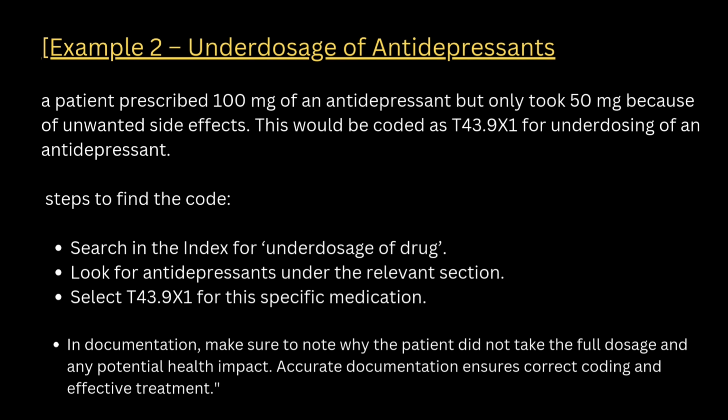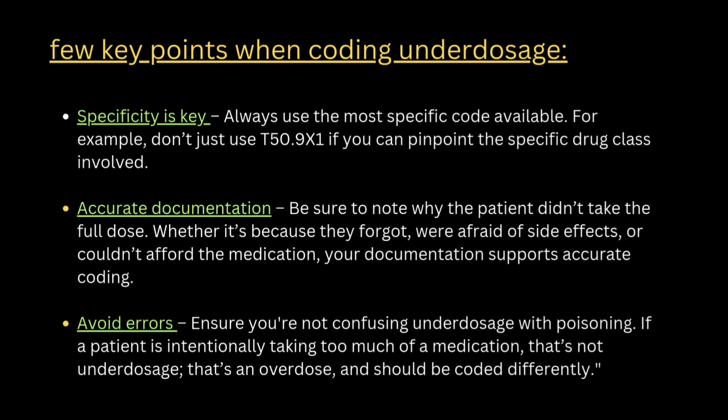Example 2: underdosage of antidepressant. Here the patient is prescribed 100 mg of antidepressant, but he is taking only 50 mg because of unwanted side effects. For this we will be coding underdosage of the drug, that is T43.9x1. Search for underdosage of drug in the table of drugs and chemicals. Under antidepressant, below that you can find the code.